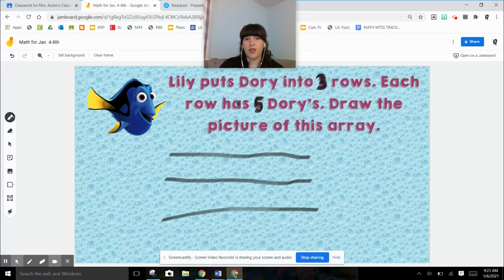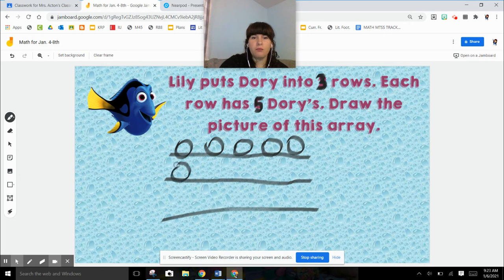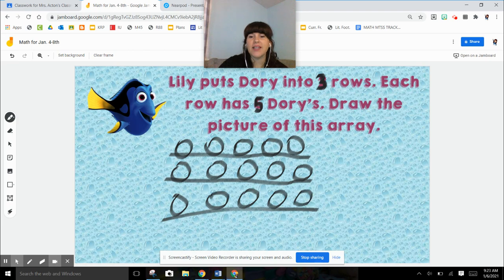Got that done. Each row has 5 Dories. That means row 1, row 2, and row 3 all need 5 Dories. So 1, 2, 3, 4, 5. Now remember, when you're making your second row, try your best to make sure that the Dories, or the circles, are lined up with each other. Those circles are representing our Dories, because it would be really hard for Miss Atkins to sit here and draw all these into a Dory.